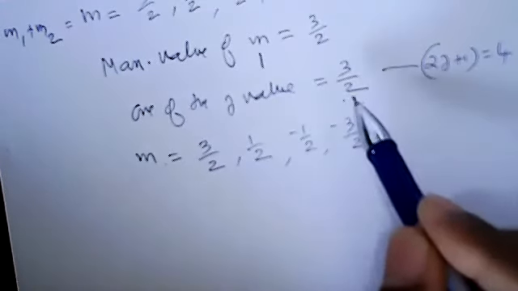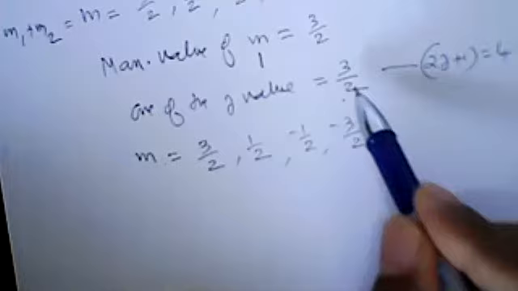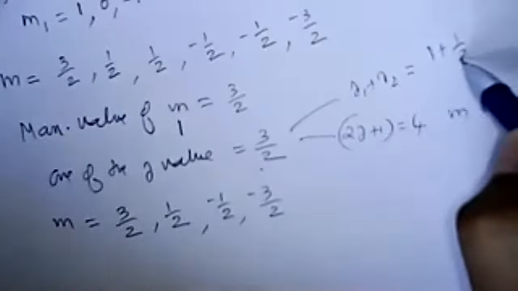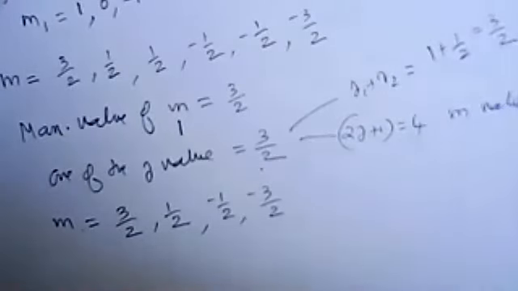But we have here 6 values. So what are the other 2 values of m? Now this is the maximum value of j, 3/2. Actually, how do you get 3/2? You simply add j1 and j2. 1 plus half, that is 3/2. So this 3/2 is nothing but j1 plus j2 equal to 1 plus half equal to 3/2.